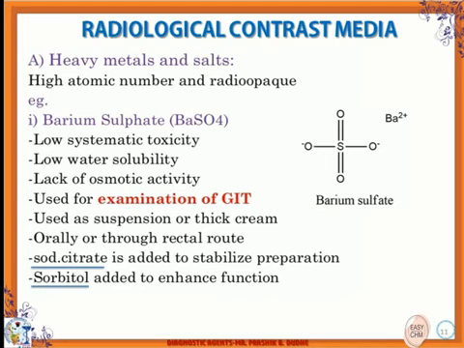Now while diagnosing in the GIT tract, these are introduced in the form of a suspension or a thick cream by the oral route or through the rectal route. Sodium citrate is added to stabilize the preparation while it is administered orally or by the rectal route. Its function is also enhanced by using sorbitol along with the barium sulfate.